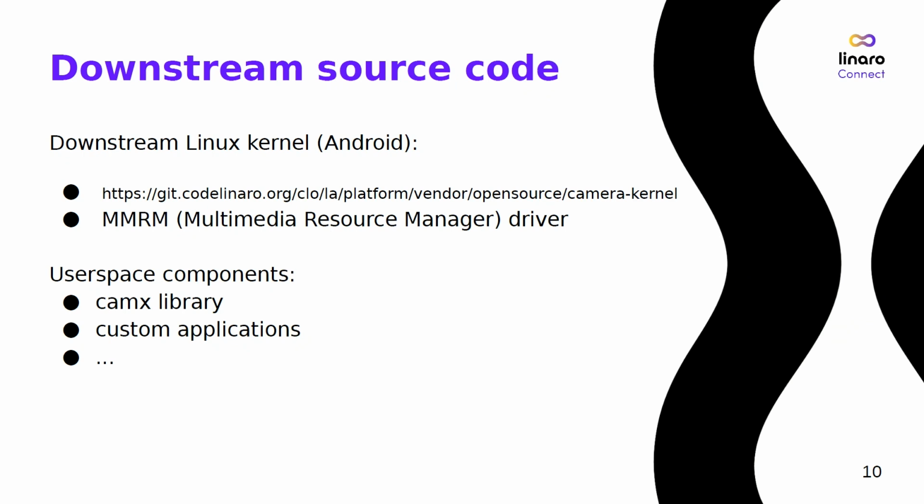A brief overview of the downstream code. The camera kernel, that's the device driver from Android BSP, which is provided for multiple versions of BSP. It can be recompiled along with the BSP kernel, the downstream kernel. And it also requires the MMRM driver. So those two downstream drivers, along with the downstream kernel, if you compile them, you can get a working camera.